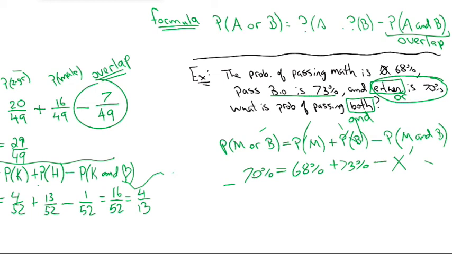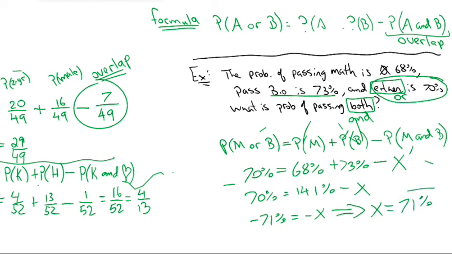So 68 plus 73 is 141. 141 minus x, I'll just leave it as x. Subtract 141 from both sides and you get negative 71. So negative 71% is equal to negative x. Therefore, x must equal 71%.